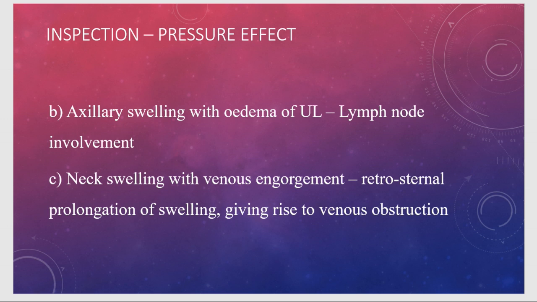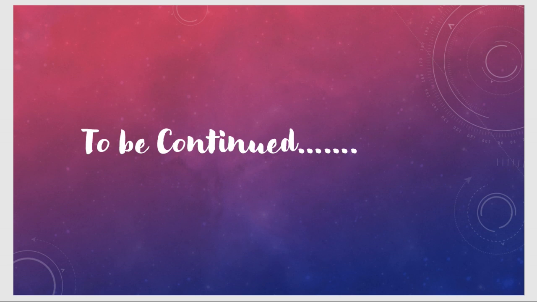Sometimes there may be retrosternal prolongation of swelling, as in the case of retrosternal thyroid or retrosternal goiter, and it gives rise to venous obstruction, the neck swelling with venous engorgement. So always consider the possibility of retrosternal extension of these swellings, right? And that is going to help us in the management of these types of patients.